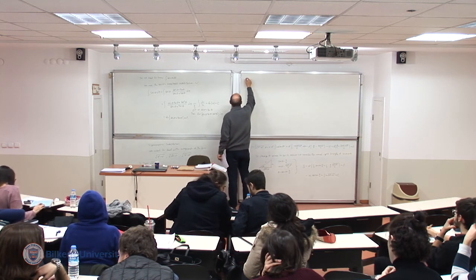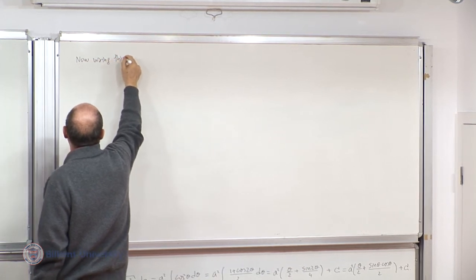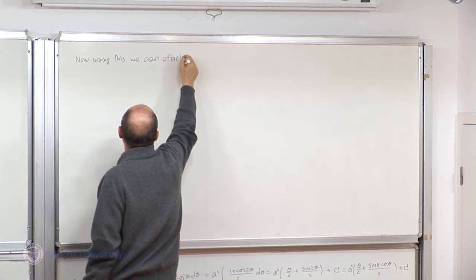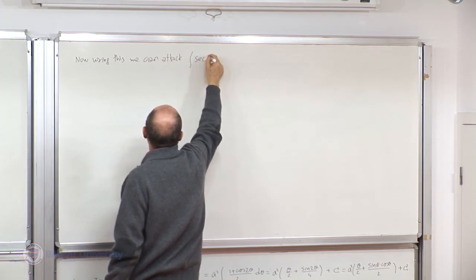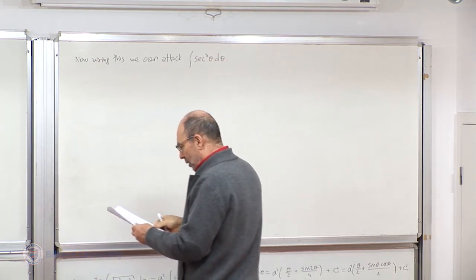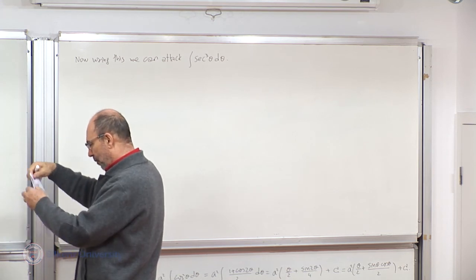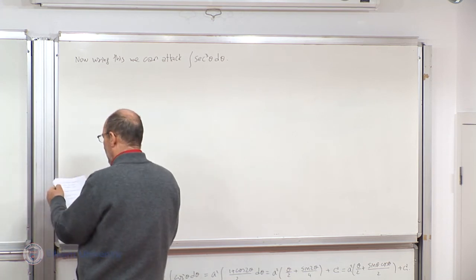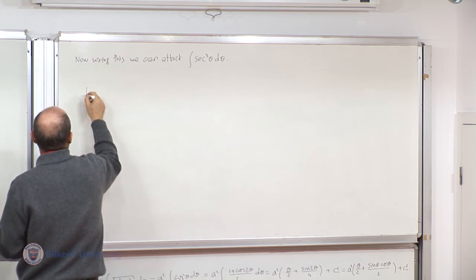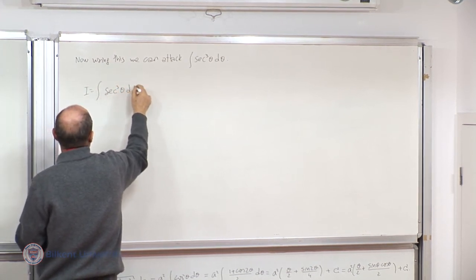Okay, so now using this, we can attack the integral of secant cube theta d theta. There we must use integration by parts. Let us look at this. Let us call this integral secant cube theta d theta.